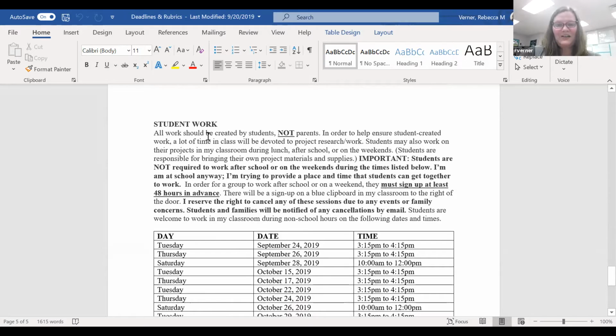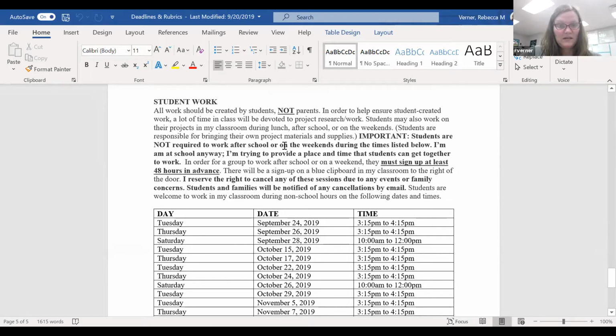I have it here. All work should be done by the students, not the parents. I work at a magnet school. Parents tend to want to be very involved. So I focus on that. It's not the parents' work. And I will stress that on our back to school night.